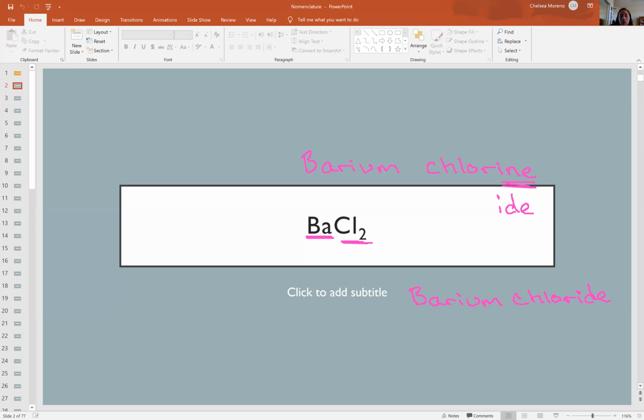And I know there's a subscript here, but that's just telling you what the charge is for our barium. So in an ionic compound, you don't need to include a prefix for your subscripts, because you should be able to figure it out by separating your elements. Your ion for barium is always going to have a charge of +2. Does everybody understand how I got that name? Yes. Okay.